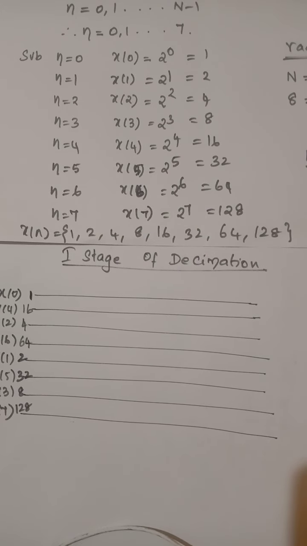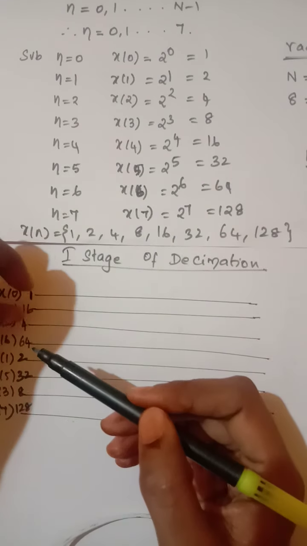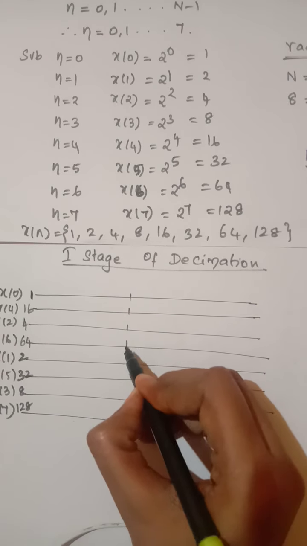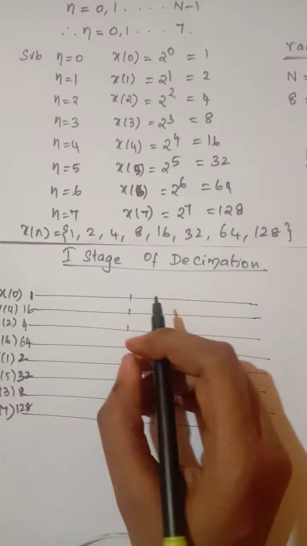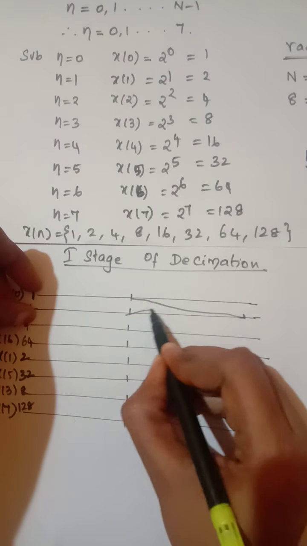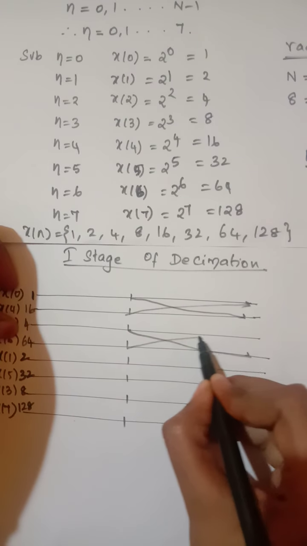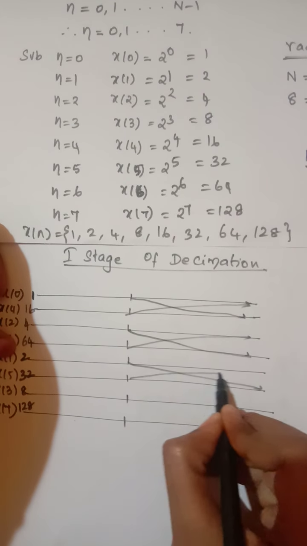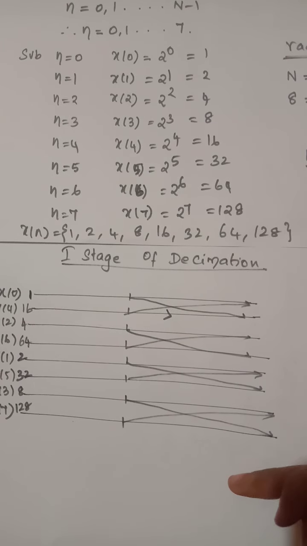The next step in the first stage is that we need to group two inputs, these two inputs, and draw the flow diagram. For this you just divide this line into 2 equal parts. First consider these two as a group and draw a flow diagram in this manner. Similarly, you have to draw it for all the sequences. So I have drawn the flow diagram for all the sequences.